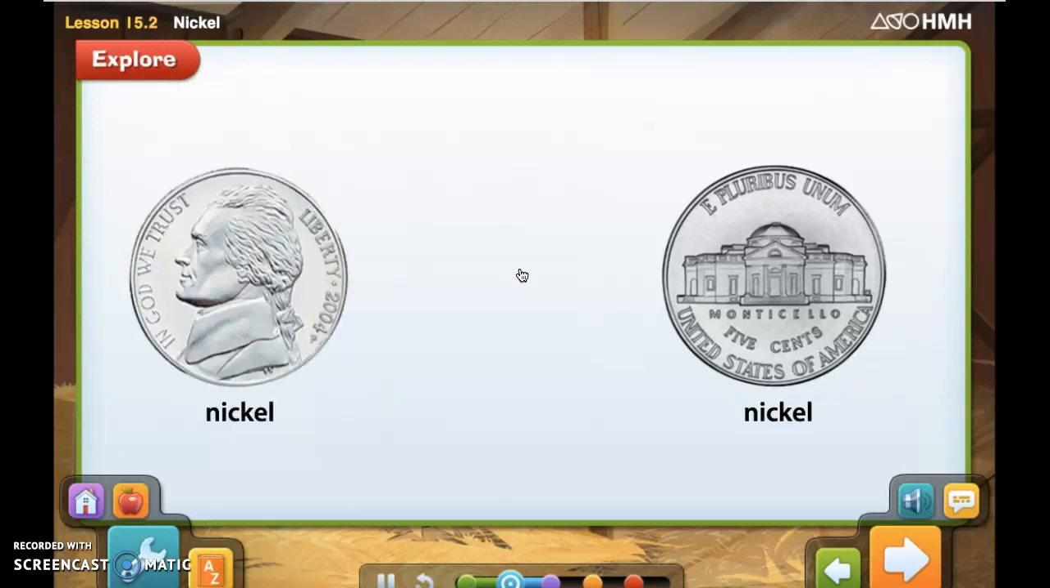Every nickel has the same size, shape, and color. The edges are smooth. The front side and the back side look very different. You can use all of this information to tell if a coin is a nickel.